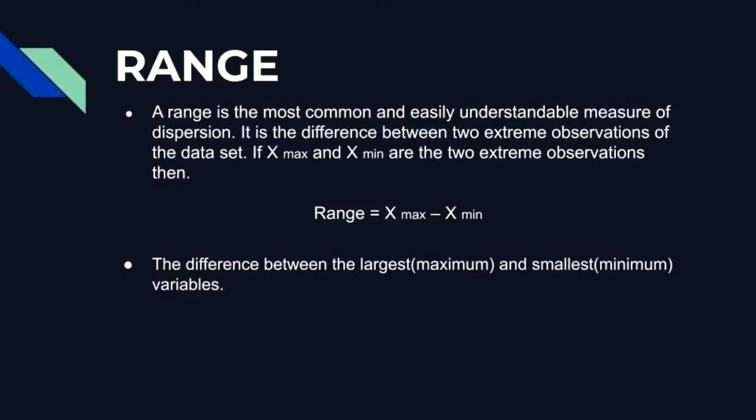The range. Range is the most common and easily understandable measure of dispersion. It is the difference between two extreme observations of the dataset. If x max and x min are the two extreme observations, then range is equal to x max minus x min.